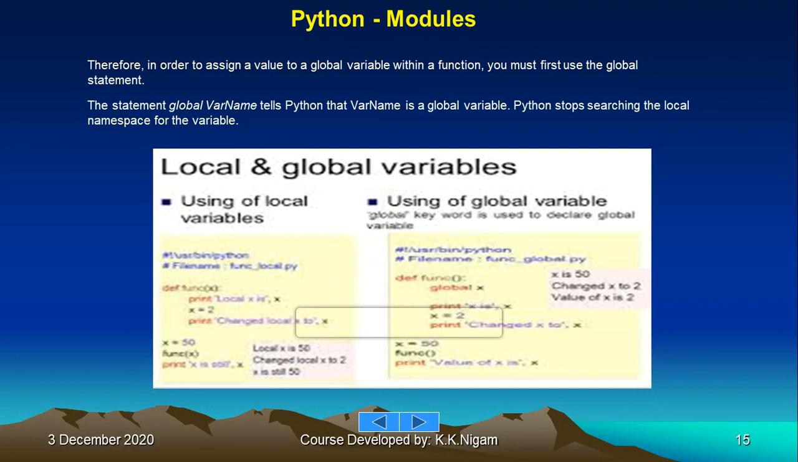Therefore, in order to assign a value to a global variable within a function, you must first use the global statement. This statement, global var name, tells Python that variable name is a global variable. So it is very easy, and it is easy for you to understand also. Python stops searching the local namespace for the variable. That's how you can write your program.